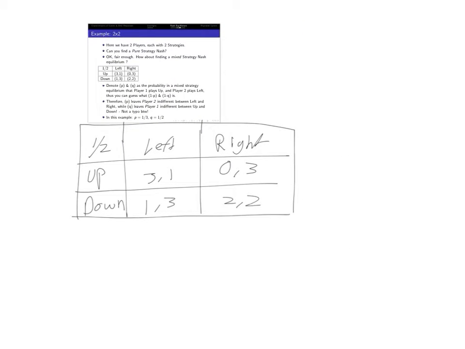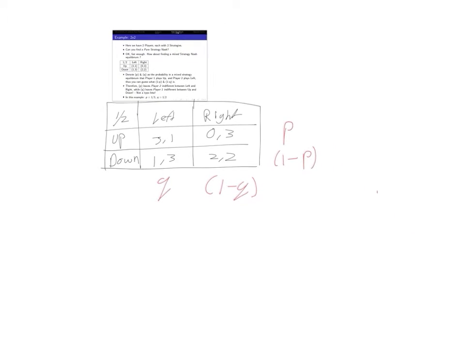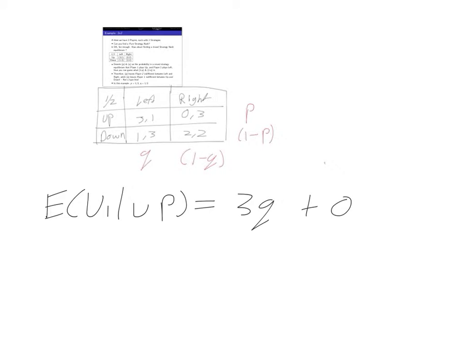Alright, so how do you do it? You basically say, okay, for player 1, player 1 is going to play up with probability P and down with probability 1 minus P. Player 2 is going to play left with probability Q and right with probability 1 minus Q. So let's go after Q first. In order to go after Q, you would say the expected utility of player 1, given that she is playing up, is going to be 3q plus 0 times 1 minus q. Where did that come from?